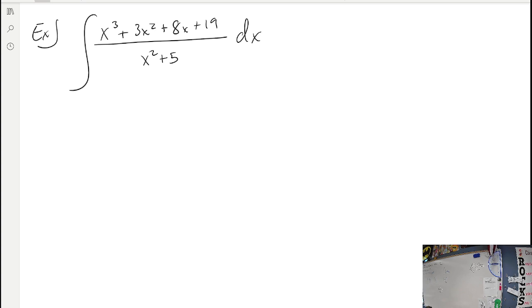Okay, here you can do u substitution. Your a is going to be square root of 5. u is equal to 1 over square root of 5 times x. dx. How do you get from here to here?